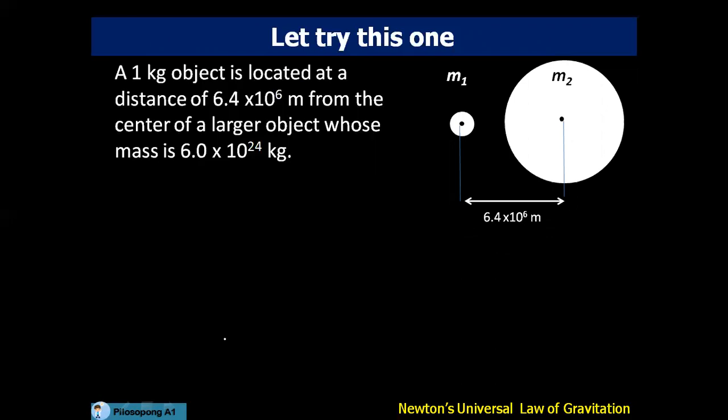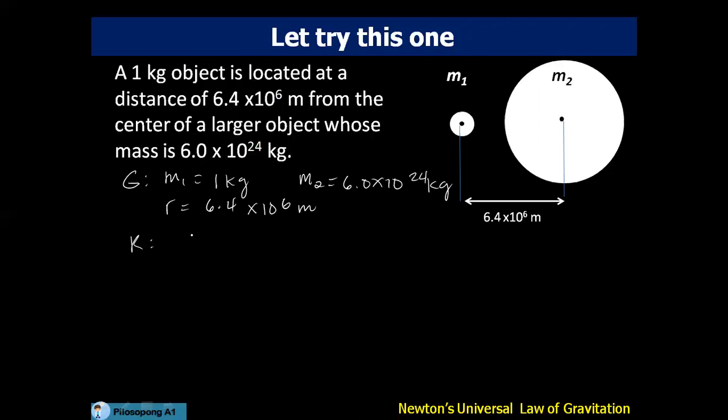So let us write the given, for us to be organized in this example. You have a given of mass sub 1, that is 1 kilogram, and then the distance between the two objects is 6.4 times 10 raised to 6 meters, and the mass of the heavier object is 6.0 times 10 raised to 24 kilograms. We are required to look for the value of Fg, or the force of gravity.